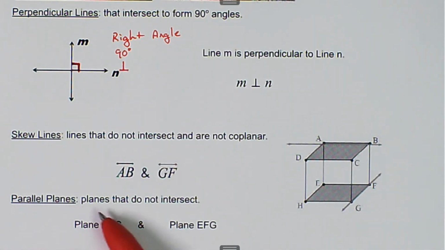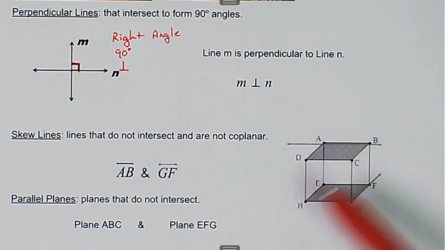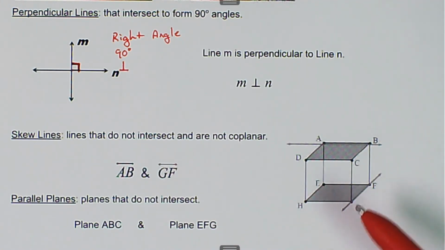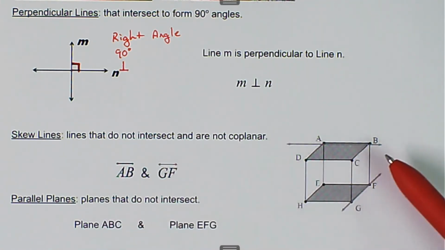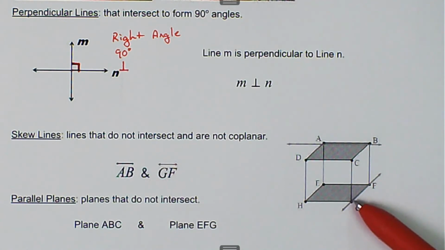Parallel planes are planes that do not intersect. So here we have plane ABC, that's that top shaded plane, and then plane EFG, that's that bottom shaded plane. So these would be parallel planes. They're never going to intersect. That would be like the ceiling and the floor. If the ceiling and the floor ever were to intersect, that would be a structural problem that we don't want to deal with.